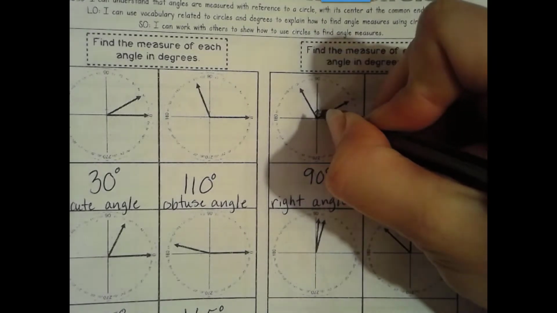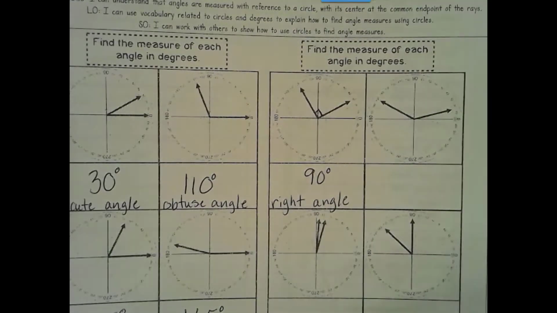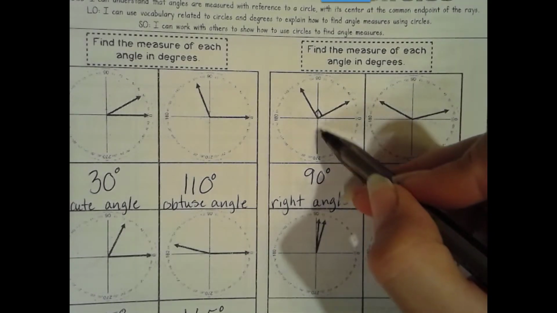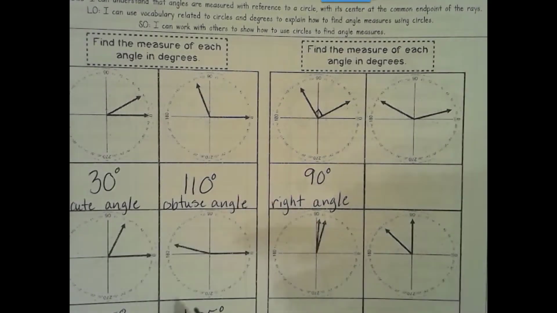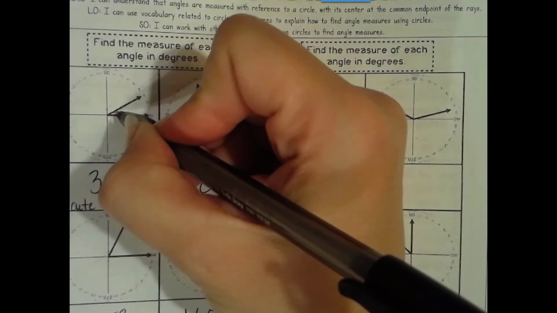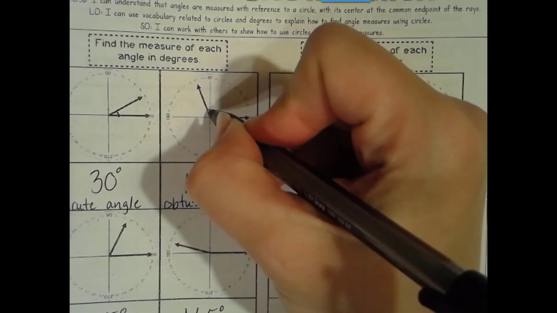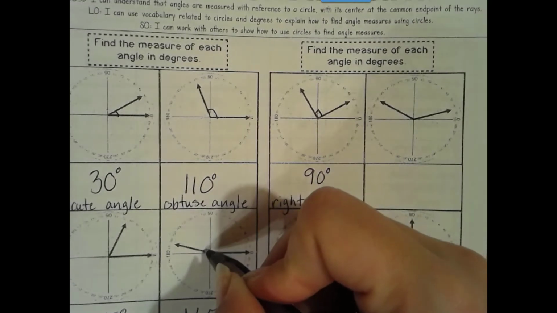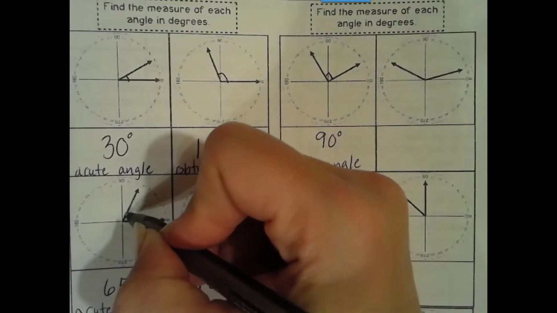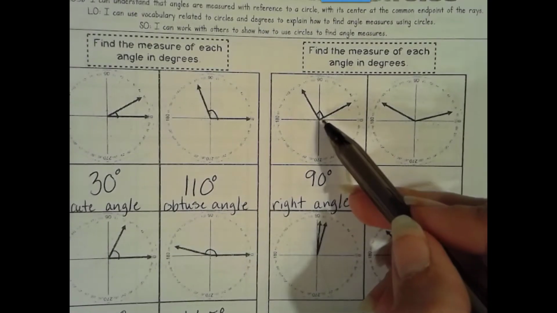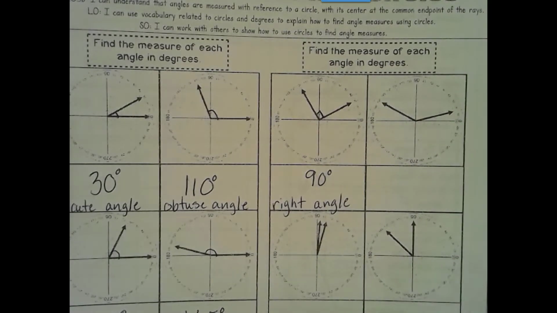And we could put that square. That square only goes in right angles, nothing else. To show it's that square corner, that right angle. None of the other ones get that. They may get an arc. You could put an arc on there to show we're looking at angle measure. But that square only goes in 90 degrees, nothing else.